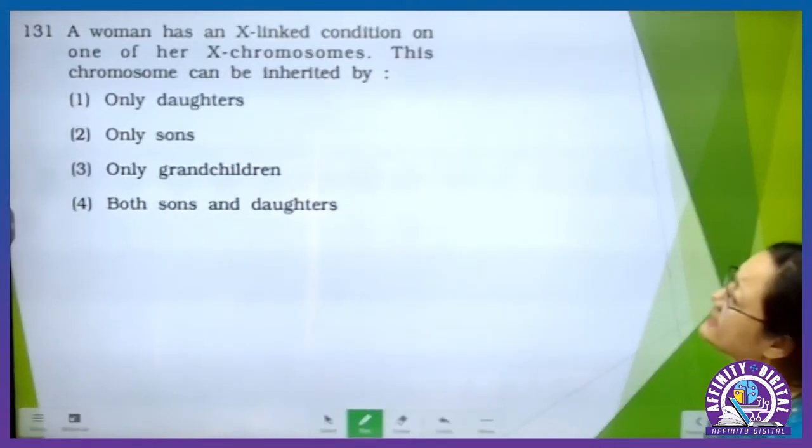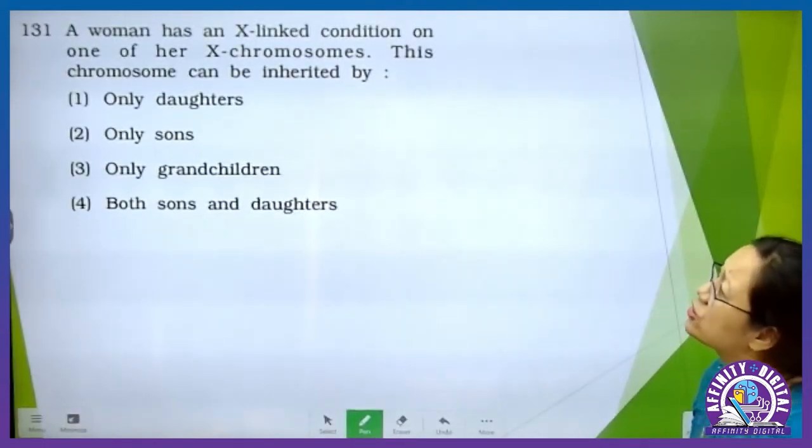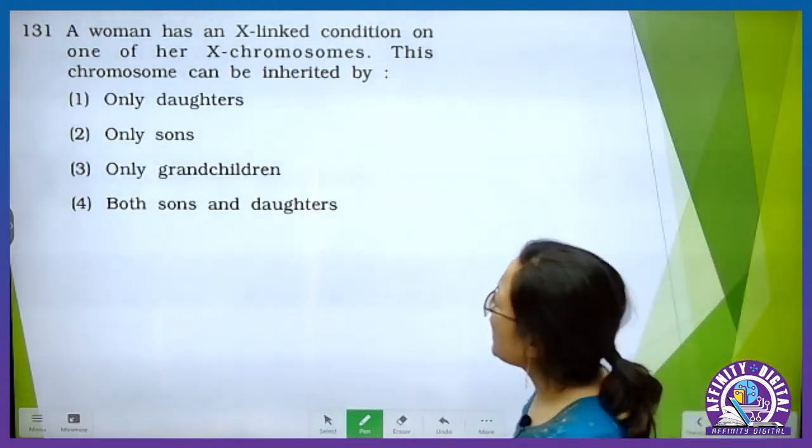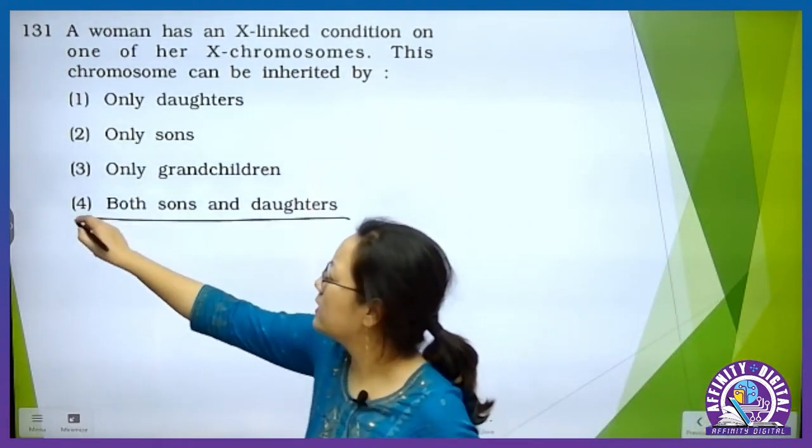A woman has an X-linked condition on one of her X chromosomes. This chromosome can be inherited by both sons and daughters.